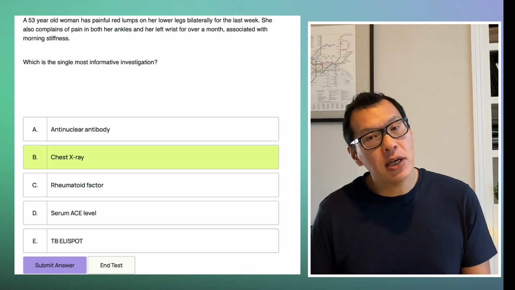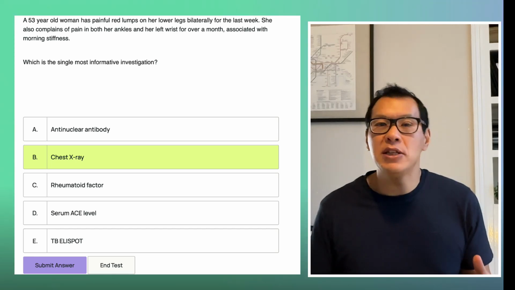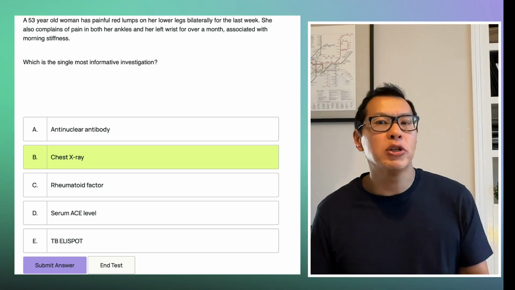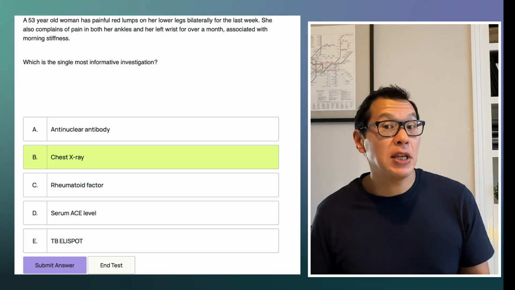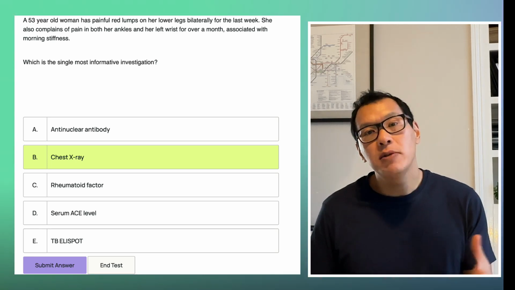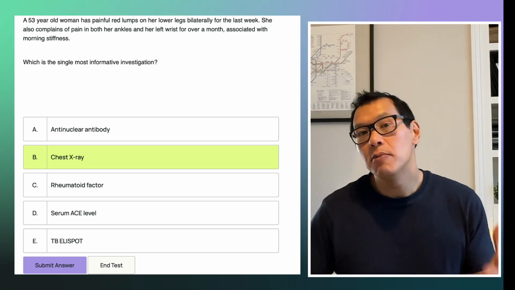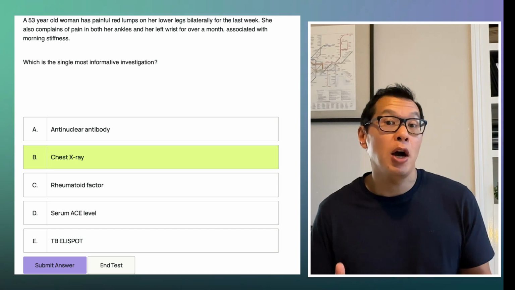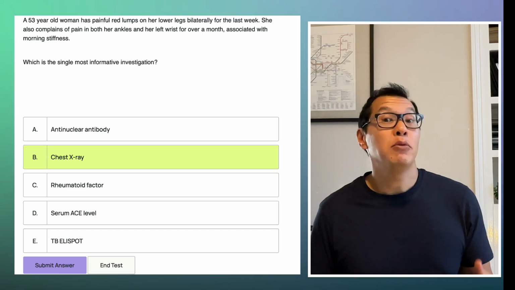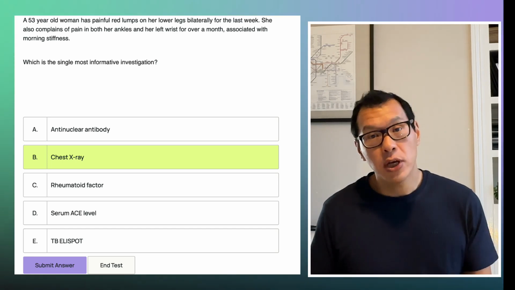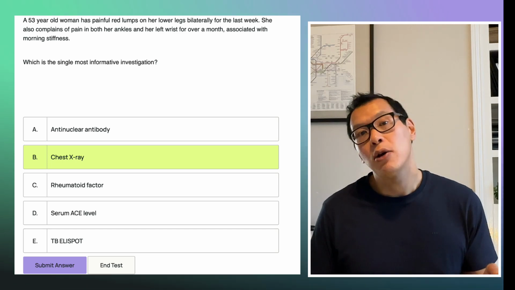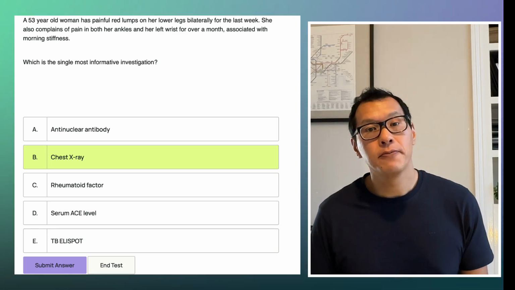And the reason you do chest x-ray is because sarcoidosis is primarily a respiratory type of condition. It is multisystemic, but you are likely to find some changes on the chest x-ray. The most common being bilateral hilar lymphadenopathy. You can also get pulmonary sarcoid with interstitial changes. So the chest x-ray, option B, is the correct answer.